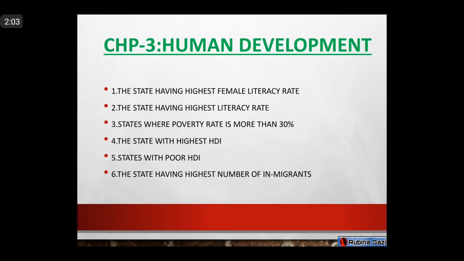Now second chapter we don't have any map work, and third chapter we have human development, and in which I have given you 6 questions like the state having highest female literacy rate, then the literacy rate, the state having the highest literacy rate, then the states where poverty rate is more than 30%, then the state with the highest HDI, human development index, and the states with poor human development index, and the state having highest numbers of immigrants.